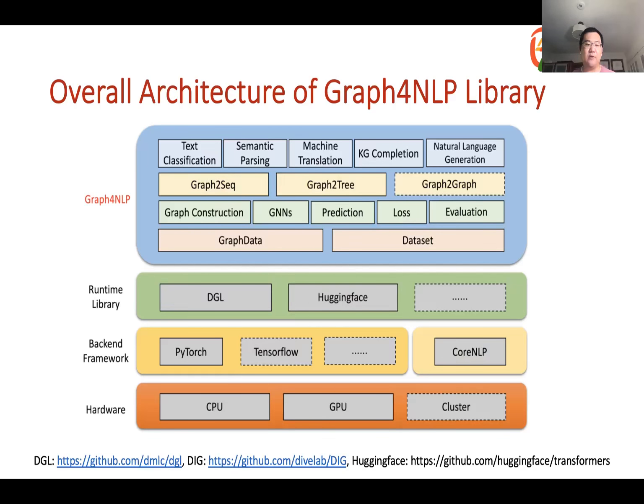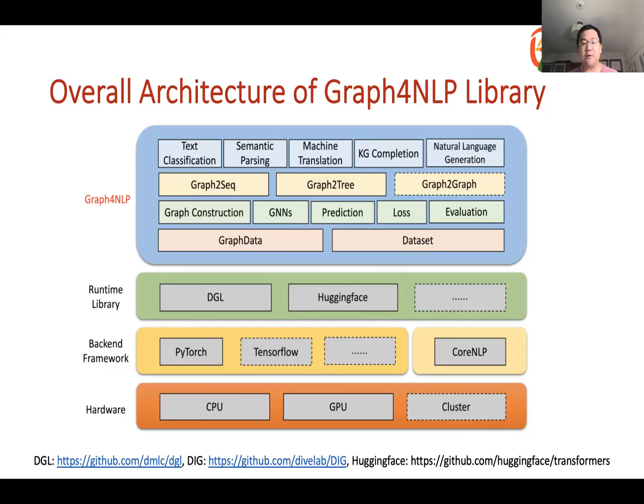So first, in terms of hardware, currently we support the CPU and GPU, and for the backend, currently we only support PyTorch, but we are ready to support TensorFlow later. And we are building on several runtime libraries, like the Deep Graph Library and Hugging Face, to leverage the pre-trained BERT embedding. For our Graph4NLP part, we have 4 layers.